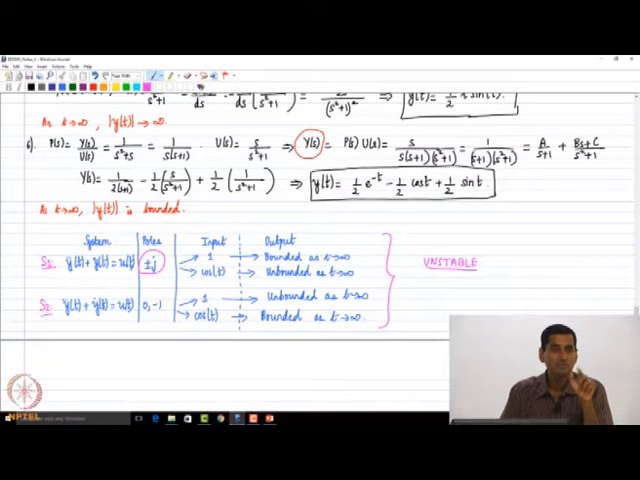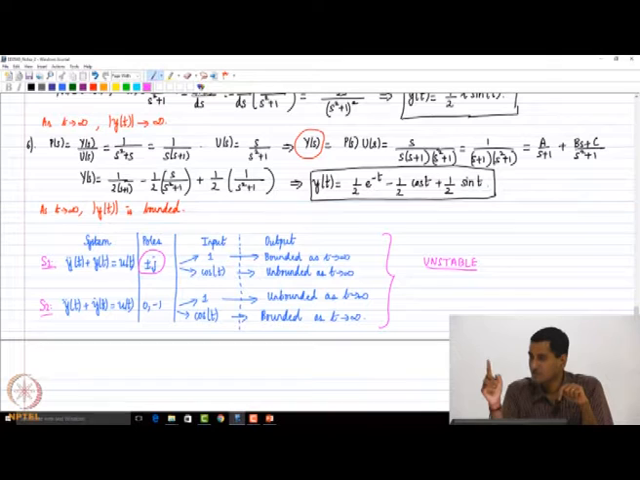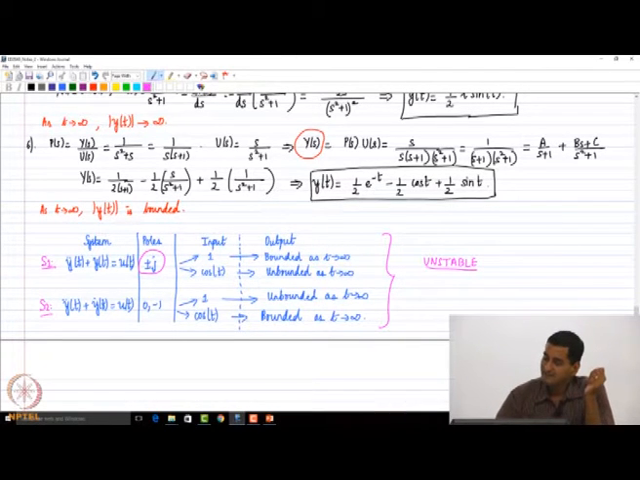See, for this system the poles were at plus or minus j, right. What is the magnitude of the pole? 1. So, you saw that when the input is a sinusoidal signal, either cos omega t or sin omega t, with omega being exactly equal to the magnitude of this purely imaginary pole for system S1, then we are going to have an unbounded output.